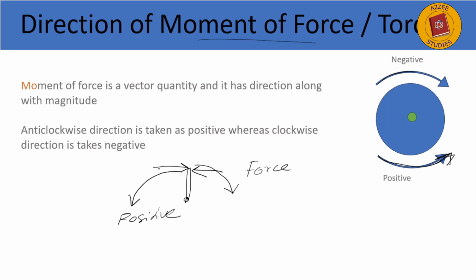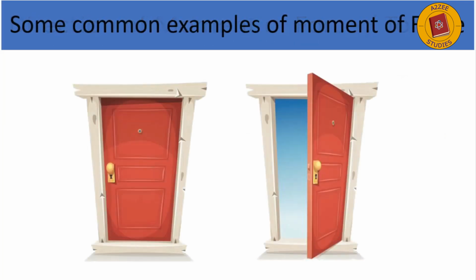So let's just read the definition. Moment of force is a vector quantity and it has direction along with magnitude. Anti-clockwise direction is taken as positive, whereas clockwise direction is taken as negative. Some common examples of moment of force in our daily life.